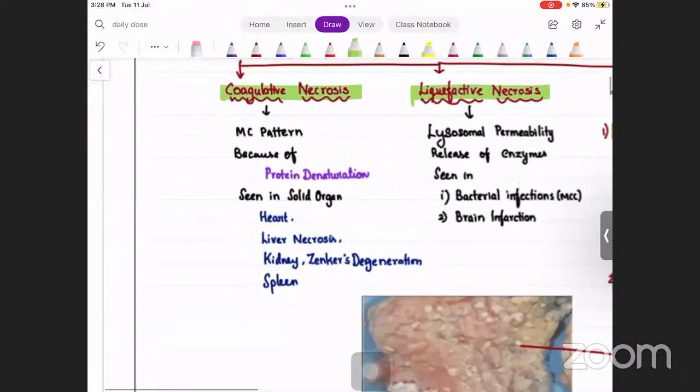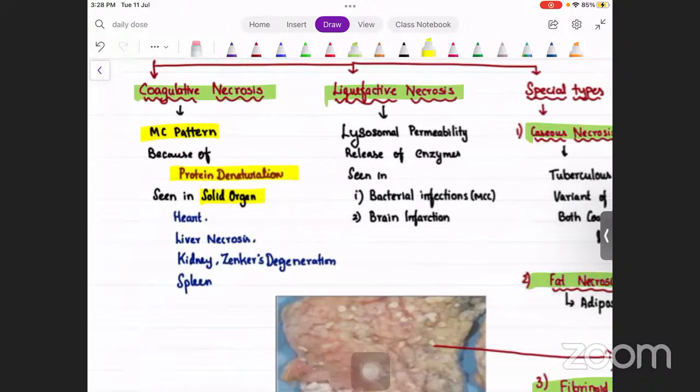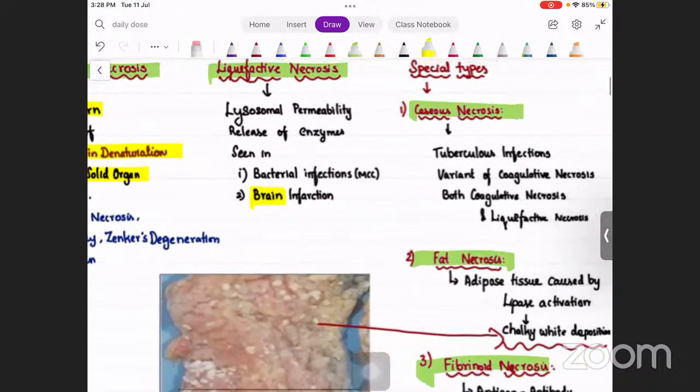So what is coagulative necrosis? It is the most common pattern of necrosis, seen in solid organs like your heart, liver, kidney, spleen, everywhere. Coagulative necrosis is due to protein denaturation. Then you have liquefactive necrosis, which is due to lysosomal permeability and release of enzymes, seen in bacterial infections, and liquefactive necrosis is also seen in brain infarction.